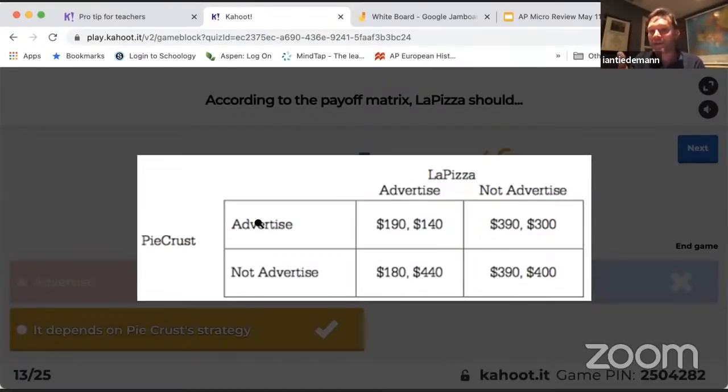And in that case, La Pizza would choose to not advertise. But if Pie Crust did not advertise, then La Pizza would choose to advertise. So I've heard arguments about this question before. They'd say, well, then La Pizza should not advertise. So it all depends on how they ask the question. But just asking, does La Pizza have a dominant strategy and what should they do? It actually really does depend on what Pie Crust does.